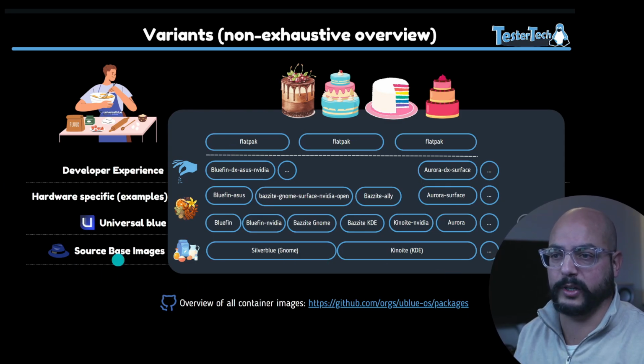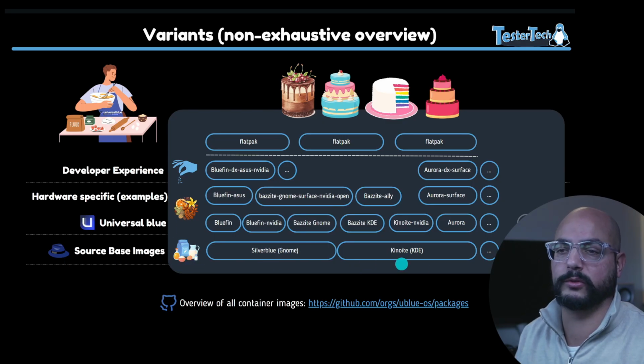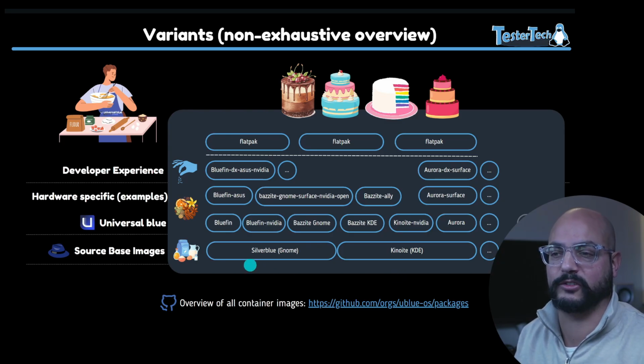And let's start from the beginning, the lowest layer, the ingredients. So the source base images. There are Silverblue, Kinoite, but there are more coming. And just look at the Atomic desktops. All these Atomic desktops are a candidate to do the same thing upon. And many of them are already in the works. But for now, to keep it simple, let's stick just with Silverblue and Kinoite.